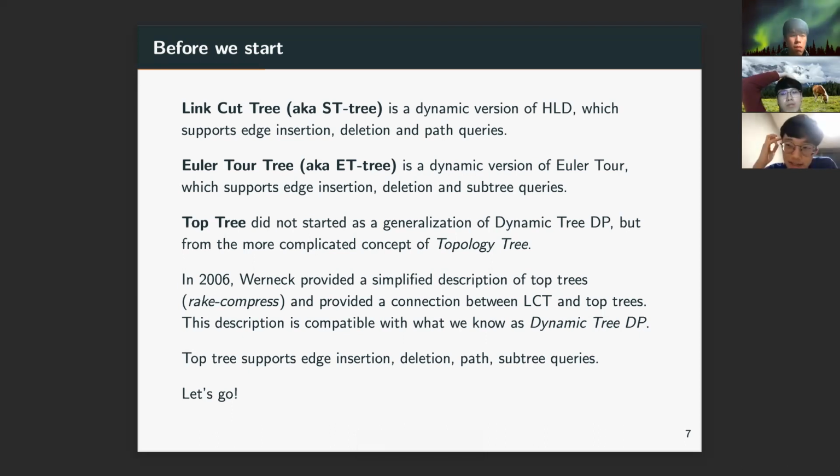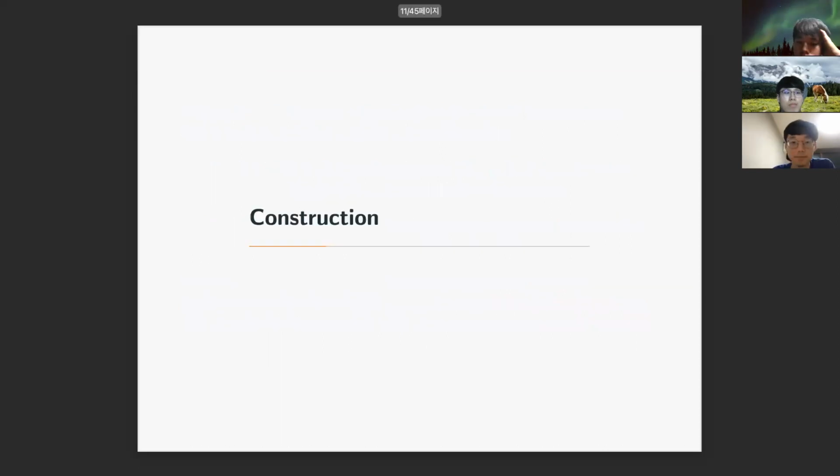The context there was quite different, but Werneck provided a simplified description of top trees, the rake-compress one, which we'll get to. He also provided a connection between link-cut trees and top trees. This is somewhat compatible with what we know as dynamic tree DP, but as far as I know, we can simplify this further. Top tree supports edge insertion, deletion, path, and subtree queries. Let's go.